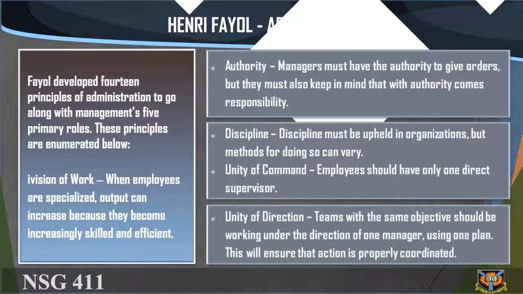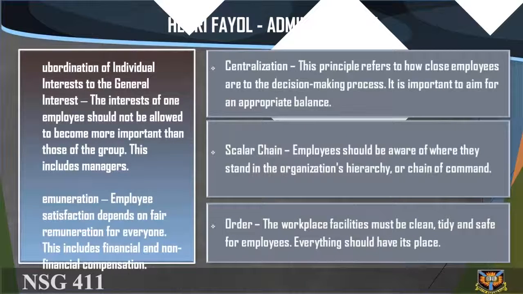Unity of command. Employees should have only one direct supervisor. Unity of direction. Teams with the same objective should be working under the direction of one manager, using one plan. This will ensure that action is properly coordinated. Subordination of individual interest to the general interest. The interests of one employee should not be allowed to become more important than those of the group. This includes managers. Remuneration. Employee satisfaction depends on fair remuneration for everyone. This includes financial and non-financial compensation.